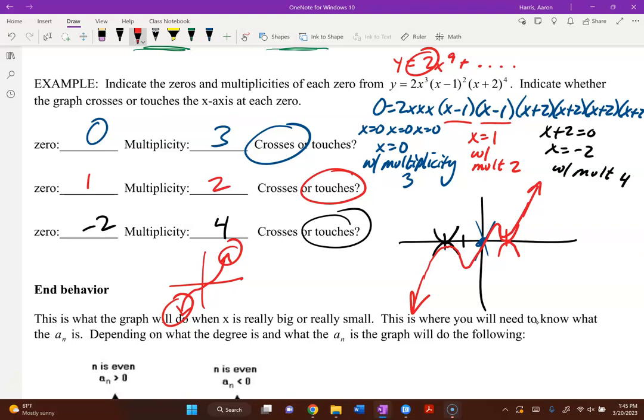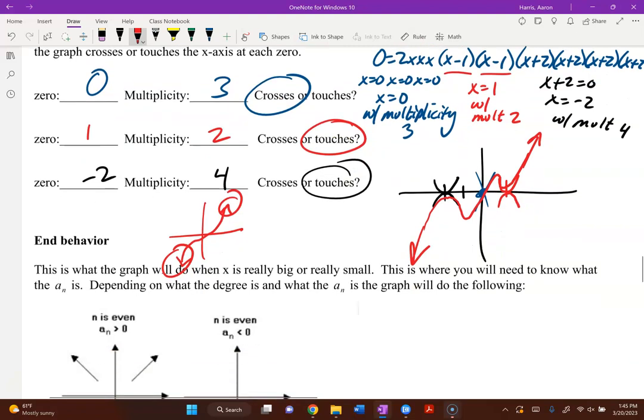And I'll have at most 8 turning points. Now this one probably only has 1, 2, 3, 4 turning points, right? But it could have had up to 8 here. Does that make sense? So it's a 9th degree. So let's talk about that end behavior a little bit more.